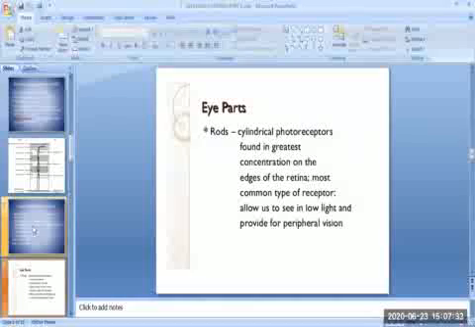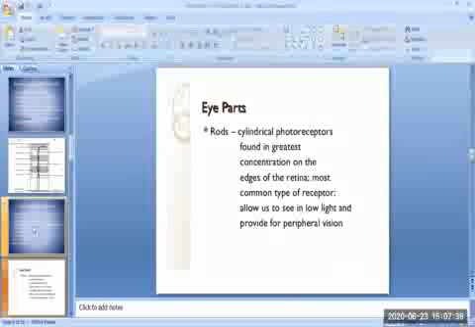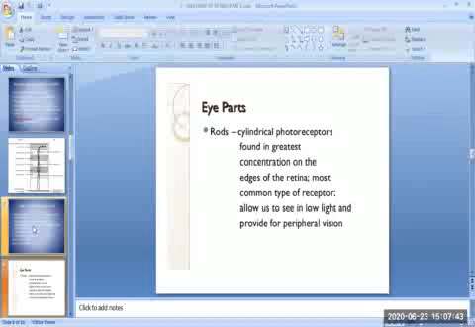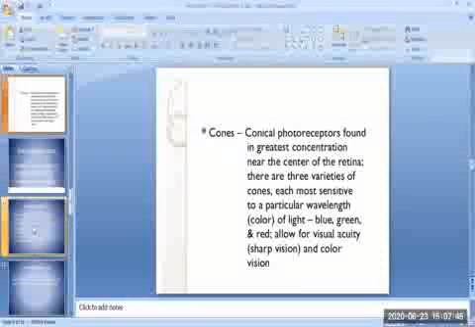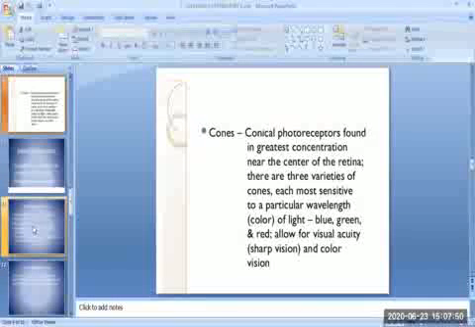The rods are the cylindrical photoreceptors found in the greatest concentration on the edges of the retina. They are the most common type of receptor, allow us to see in low light, and provide for peripheral vision. The cones are the conical photoreceptors found in greatest concentration near the center of the retina. There are three varieties of cones, each more sensitive to a particular wavelength of light: blue, green, and red. They allow for visual acuity and color vision.